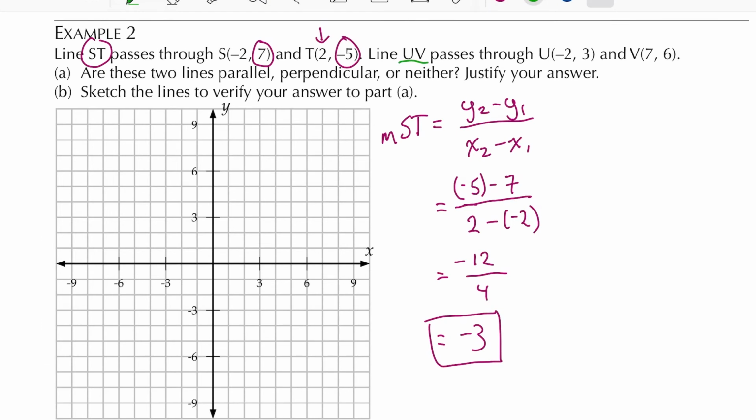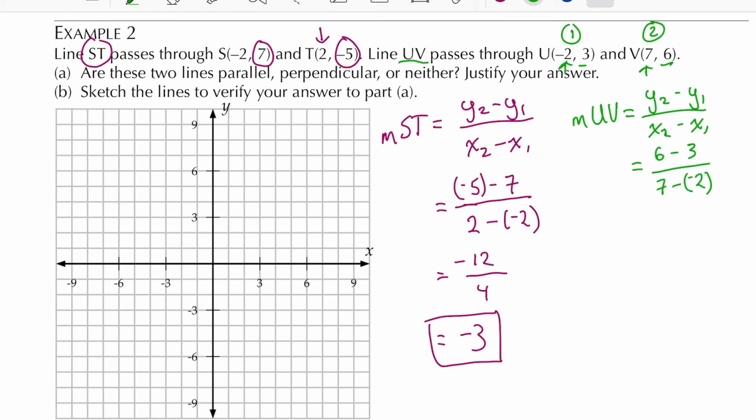Now I do line UV. So I calculate the slope of line UV: y2 minus y1 all over x2 minus x1. I choose this as point number 2, and this is point number 1. So y2 is 6, subtract 3, all over 7, subtract negative 2. 6 subtract 3 is 3, and 7 subtract negative 2 is 9. So this is equal to 1 over 3.